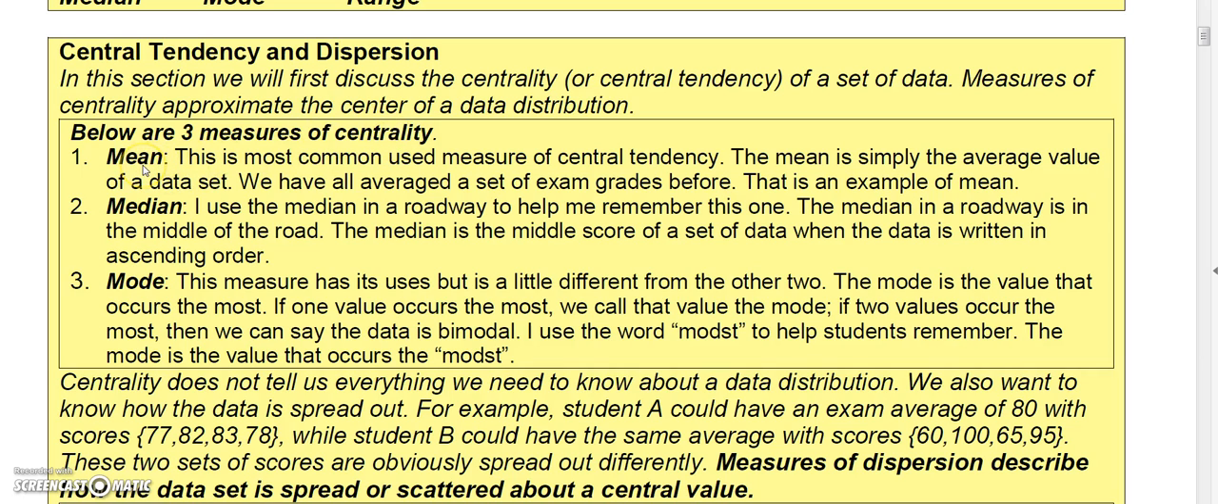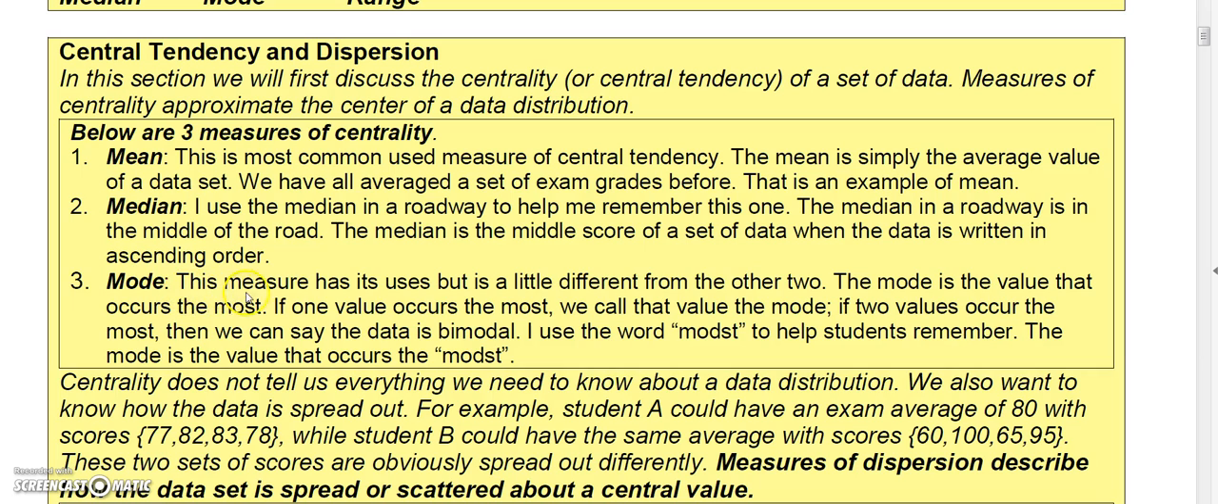The most commonly used is the mean, and most students are familiar with a mean because all a mean is an average. So anytime you average a set of test scores, you're actually calculating the mean. Median is the middle score. So I like to remind you of a median in a roadway to help you remember this one, because the median in a roadway is in the middle of the road. So the median of a set of data is the middle score of that data.